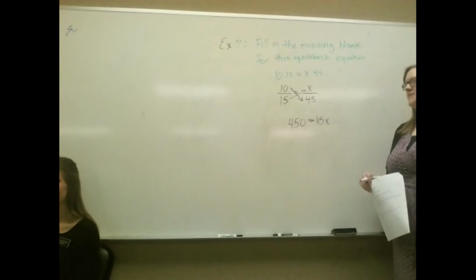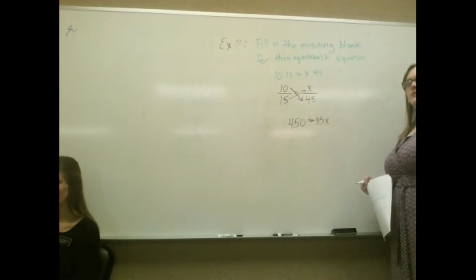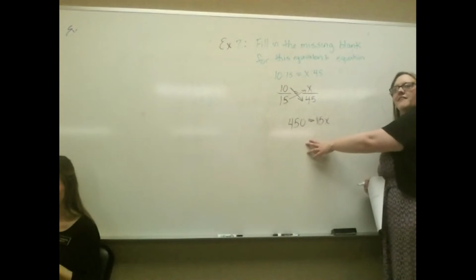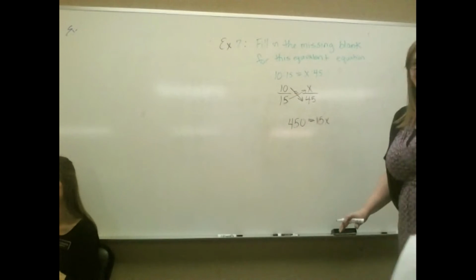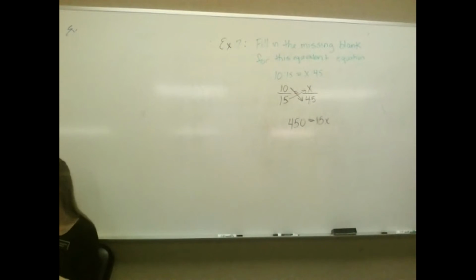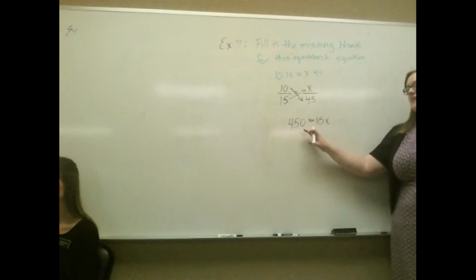All right. Taylor, can you see well enough to answer? Should I go on to Rebecca? Rebecca's like, if you throw me under the bus, this friendship's over. What would be our next step? I have 450 equals 15x.